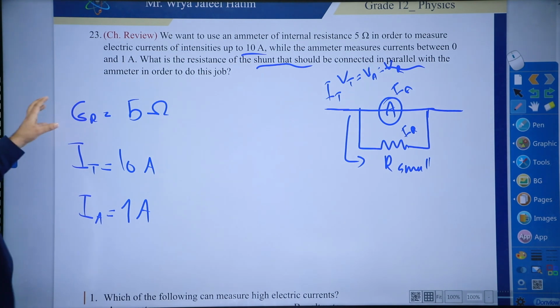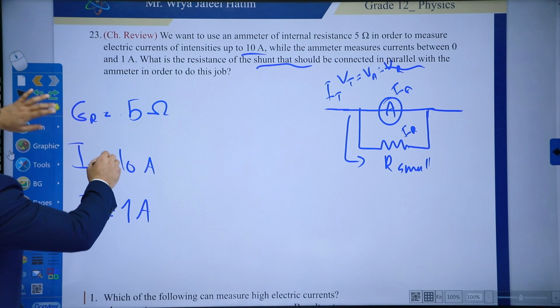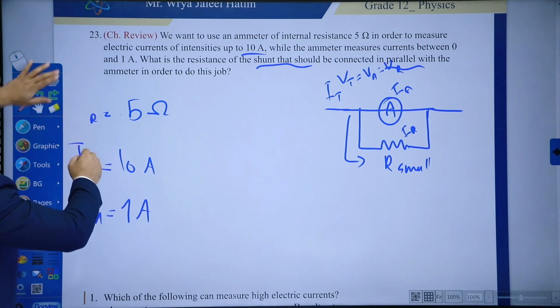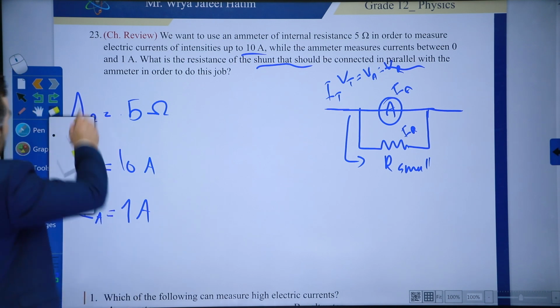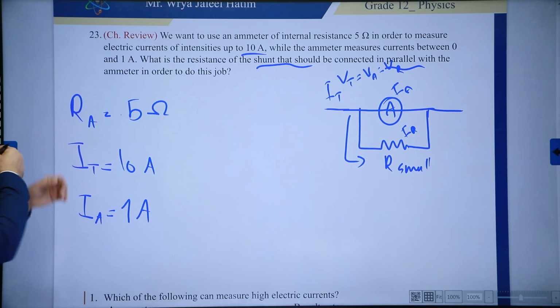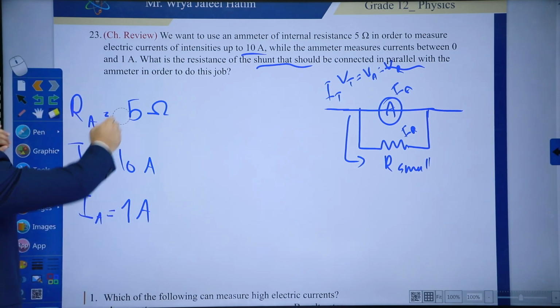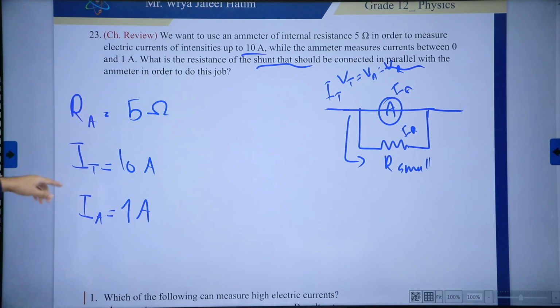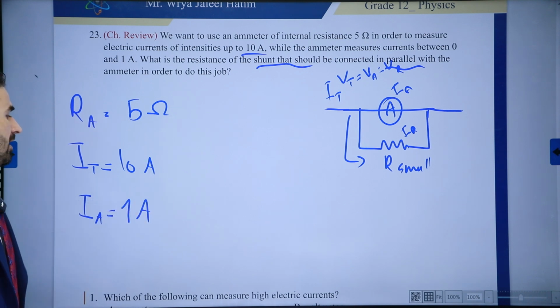We have, let's say, the resistance of the ammeter. Let's change this one to ammeter now. I think it is time. Okay, so the resistance of the ammeter, let me write it opposite. So this is the resistance of the ammeter, which is 5 ohms. This is not 0.5, just 5. Okay, and then we have the I total, which is basically 10, and of course we have I on the ammeter, which is basically 1 ampere.